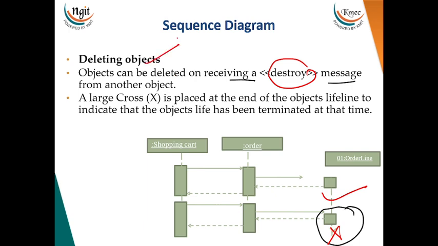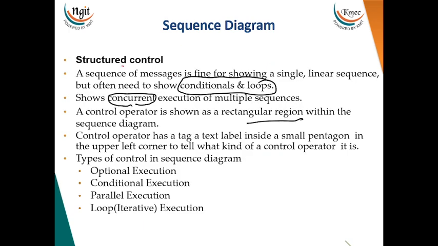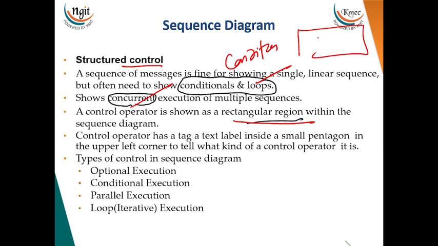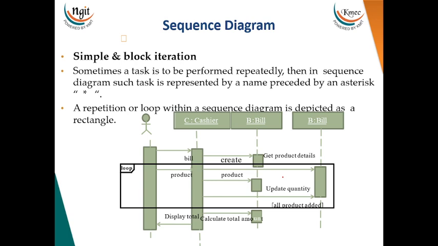This is a sequence diagram. Structural control is nothing but conditions and loops. Concurrent messages that work together we put in a rectangular box. The messages work through operations: conditional, parallel, and loop iterations. You see it: create a bill, get product bill, and this is a loop, which is represented with the star mark. Produce, update the quantity. What is the product? What is the product name? Update the quantity.